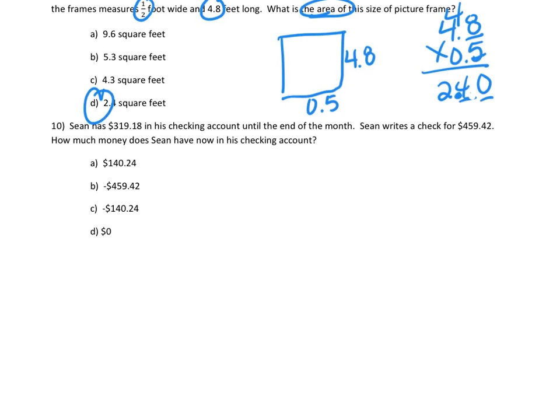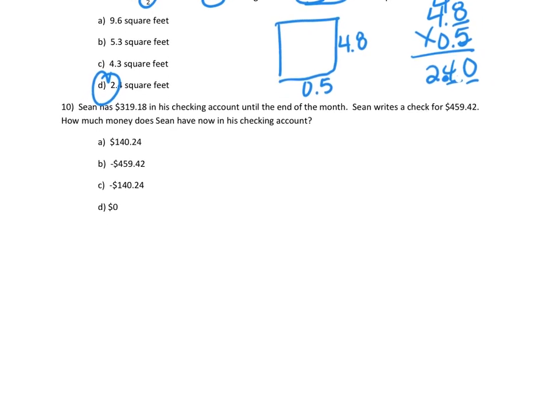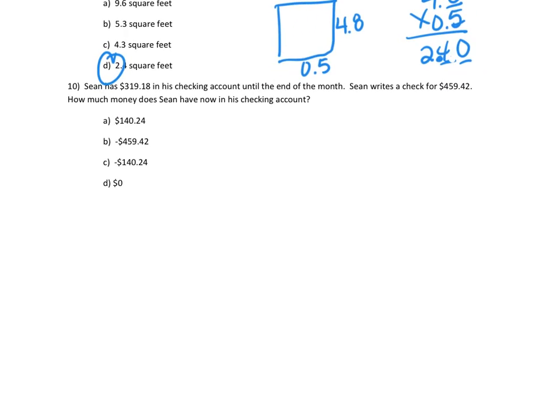Last question. Sean has $319.18 in his checking account until the end of the month. Sean writes a check for $459.42. How much does Sean have now in his checking account? I'm going to tell you right now, you should know that he's negative. Because he started out with $300-something and he spent $450, he's negative, and he had to pay an overdraw fee. But we're going to subtract the two numbers.